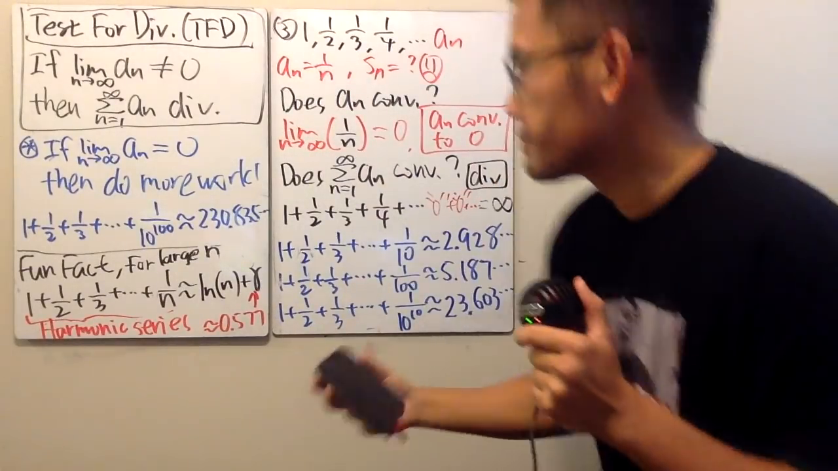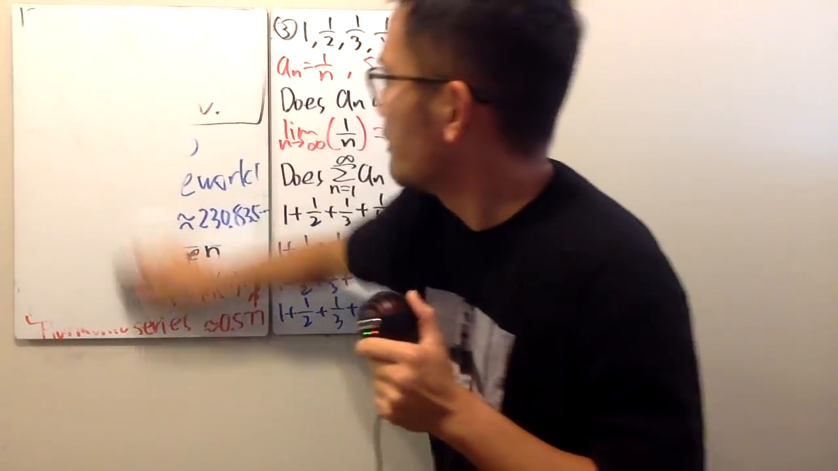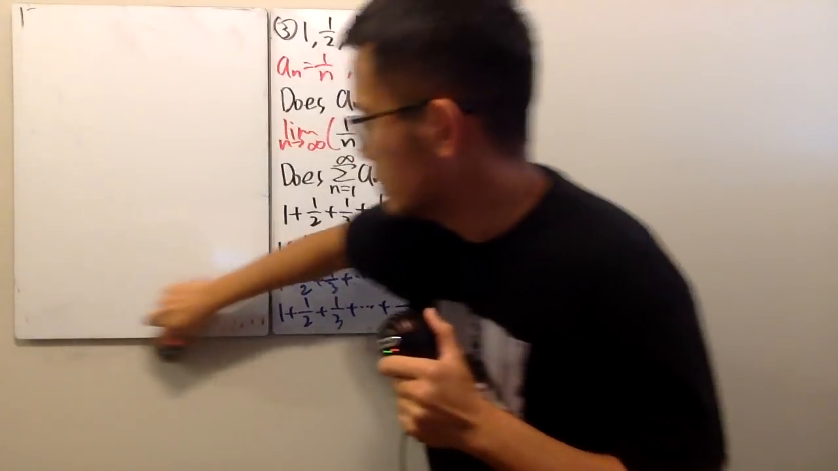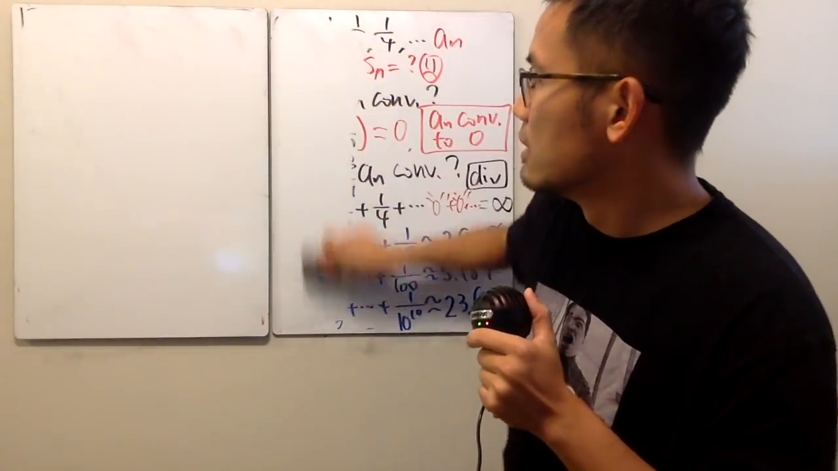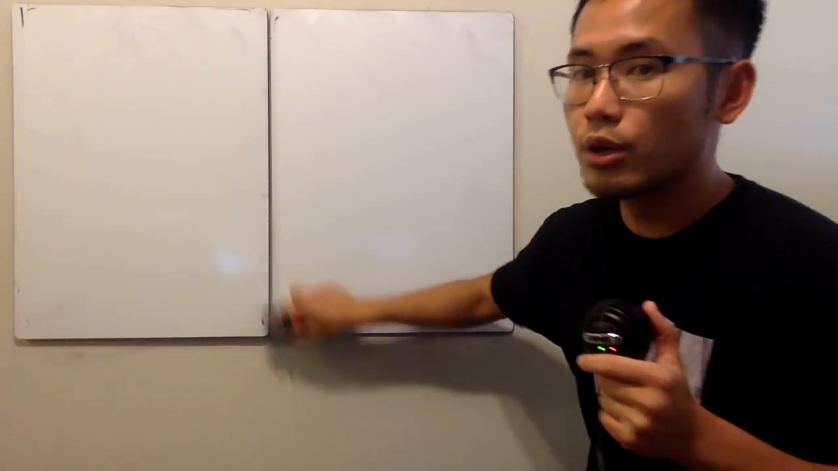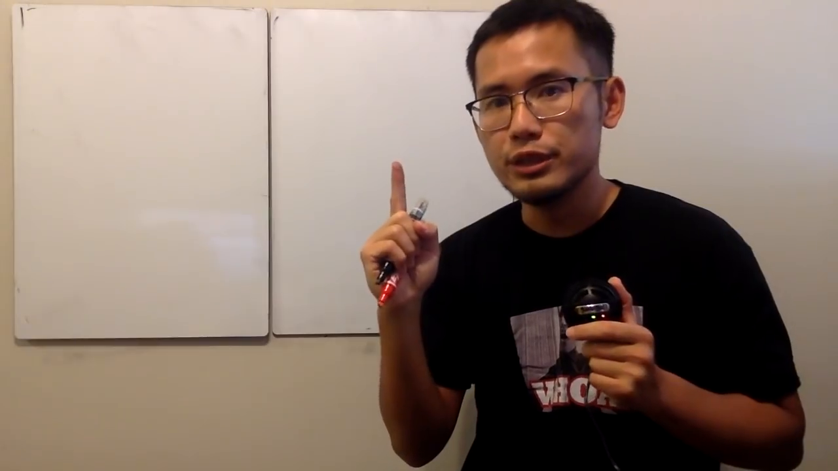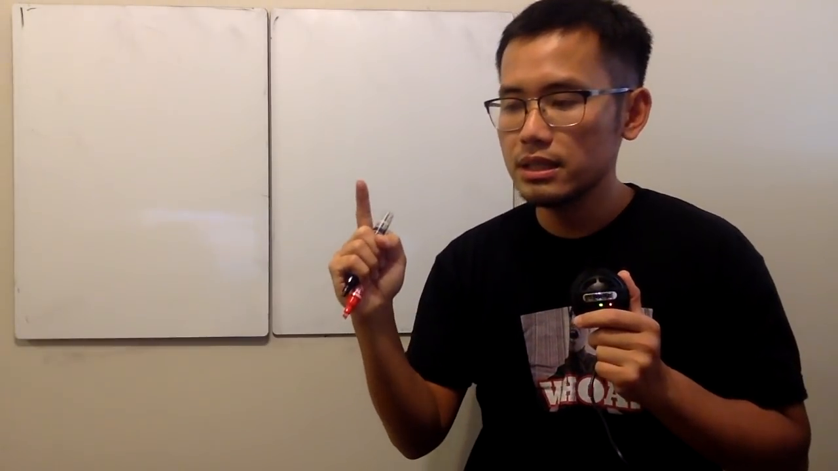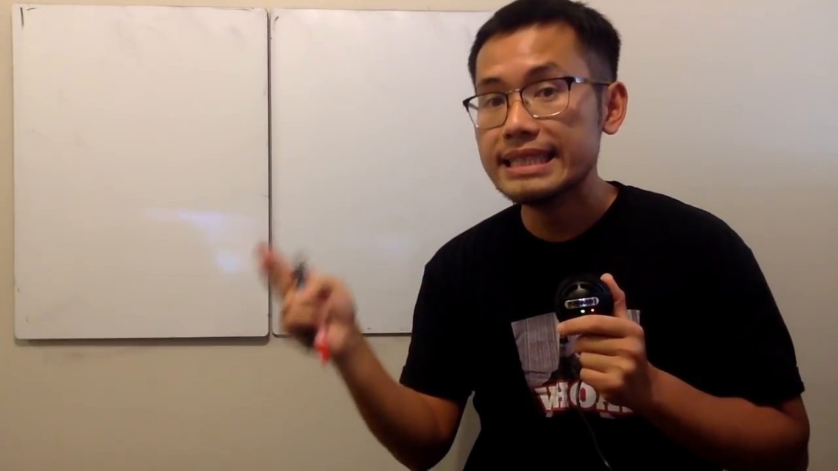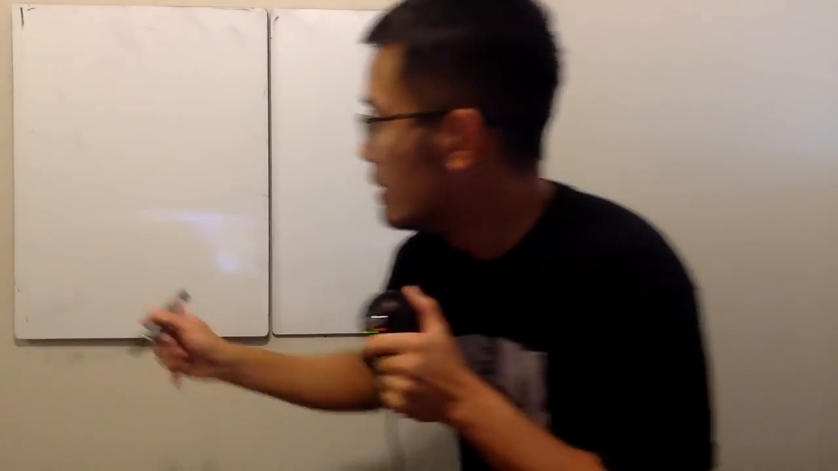Example number 3. Now, let's do the final example for this video, and this is another series that you have to know. So far we have talked about 3 of them. The first one is the geometric series. Next one is the test for divergence. And then the third one is the harmonic, right? Technically.